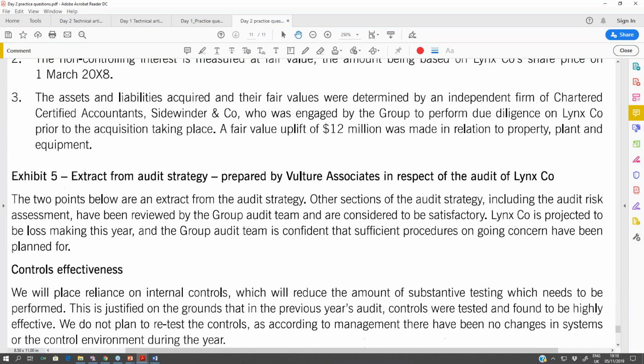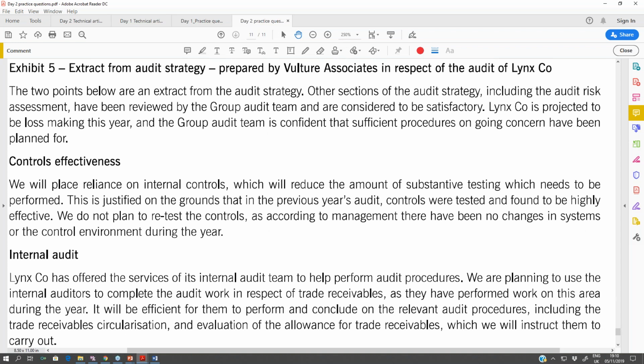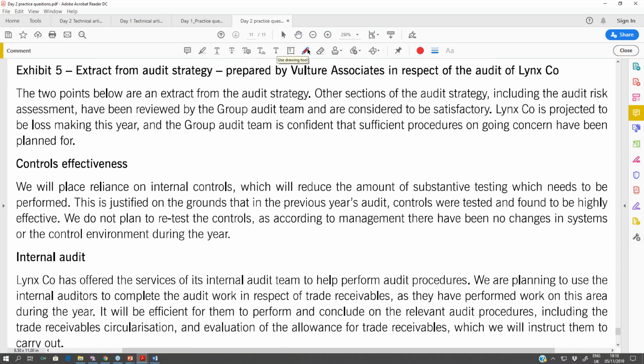Here is Exhibit 5 in front of your screen. This pertains to the audit strategy which has been prepared by Vulture. Vulture is a component auditor, and he is performing the audit of Links. Links is a subsidiary of the group. Let's see, has he prepared the right strategy or the wrong strategy? The 2 points below are an extract from the audit strategy. We can see the 2 points, right? One is control effectiveness and one is the internal audit.